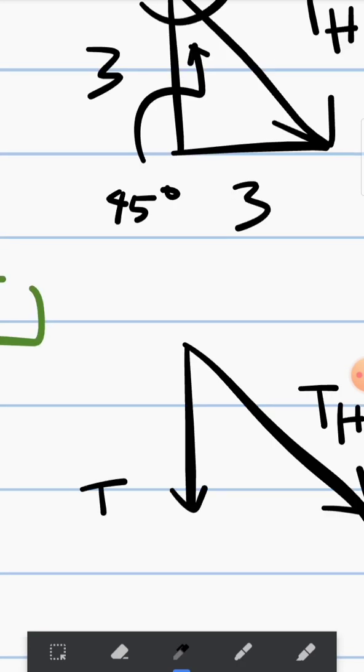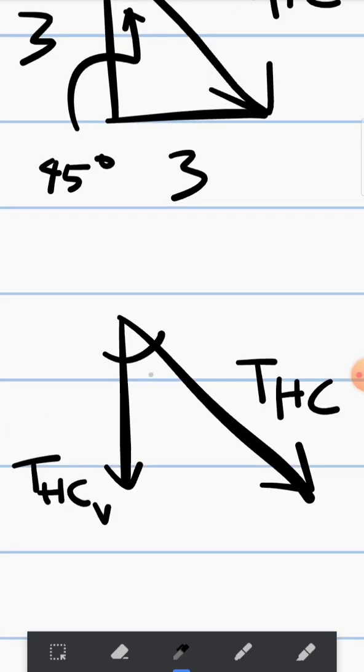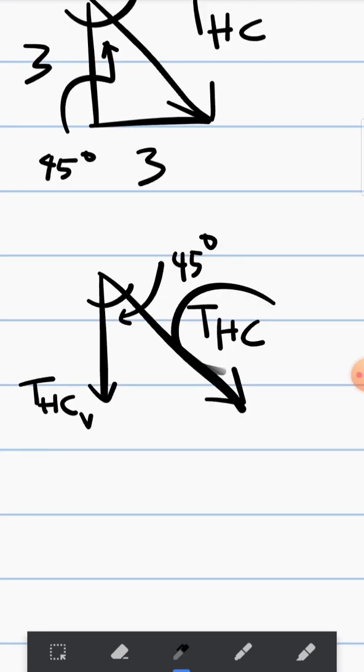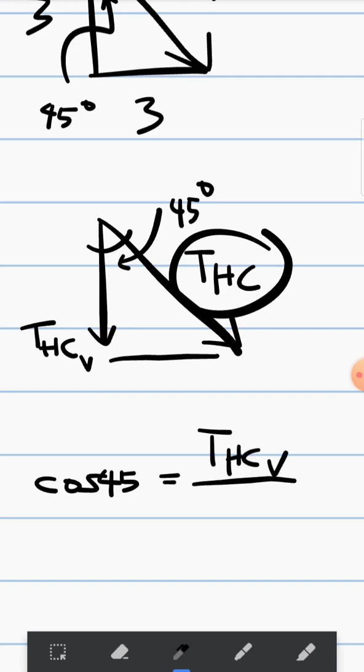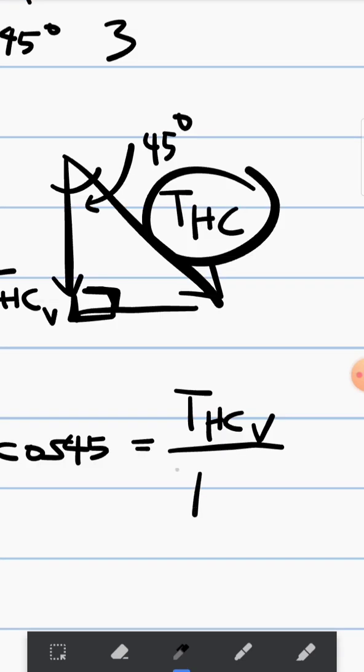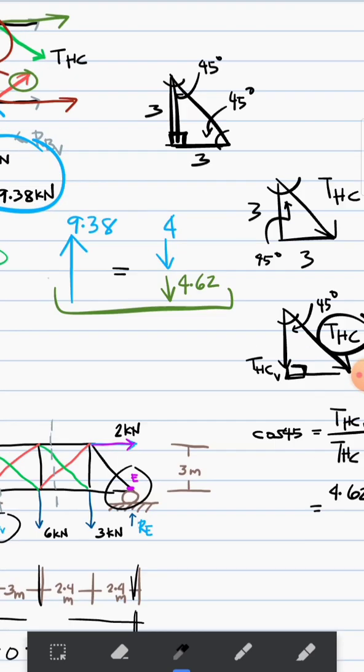And we already know that this is the vertical component of THC. This is THC in terms of vertical. And we have a 45-degree angle. How do we find this THC? Well, if this is a right angle triangle, then we can take advantage of our trigonometry. If we take cosine of 45, opposite over adjacent, the opposite of that angle is THC vertical, right? So THC vertical all over the hypotenuse, this is the hypotenuse, this is the right angle, all over THC. We know that THC vertical is 4.62, again, due to these reasons.